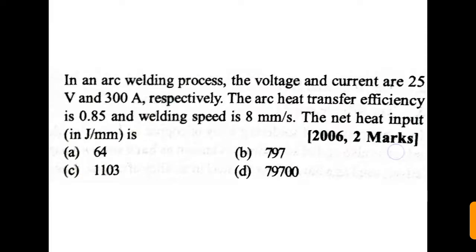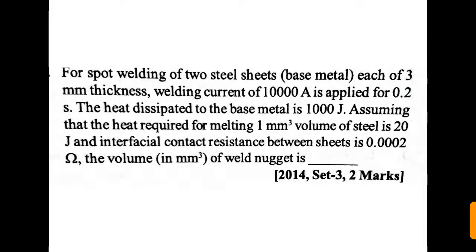I hope you understood this question. Now let's see another example of welding. In this question they are asking about spot welding of two steel sheets each of 3 mm thickness, with a welding current of 10,000 ampere applied for 0.2 second. The heat dissipated to the base metal is 1000 joule. Assuming that the heat required for melting 1 millimeter cube volume of steel is 20 joule and the interfacial contact resistance between sheets is 0.0002 ohm, the volume of weld nugget is asked. So in this question we have to calculate the volume of weld nugget.